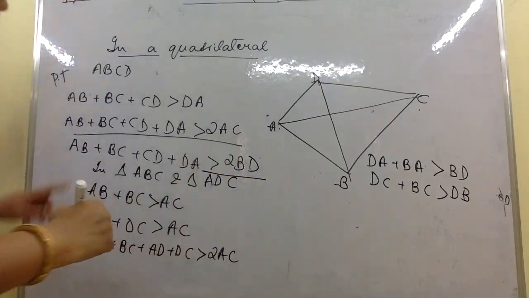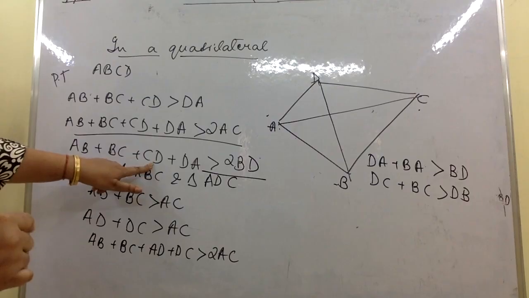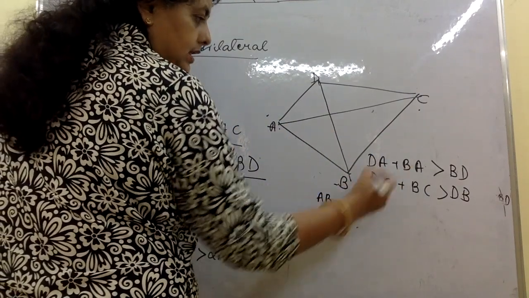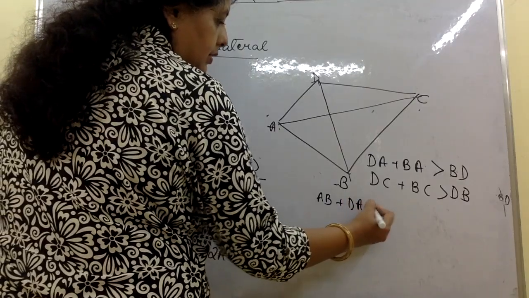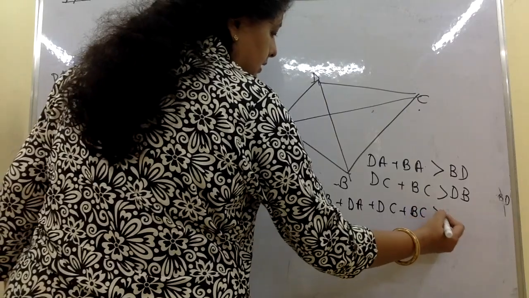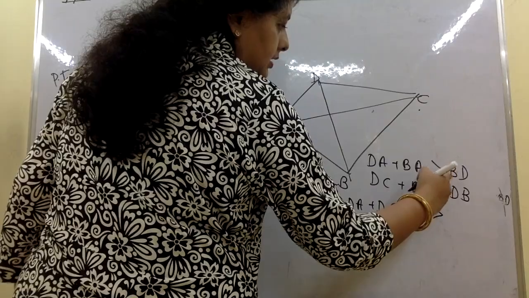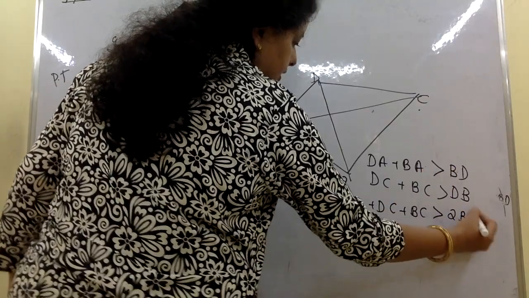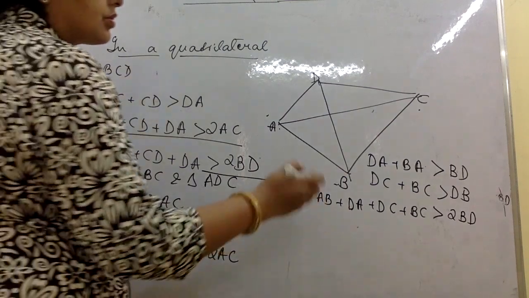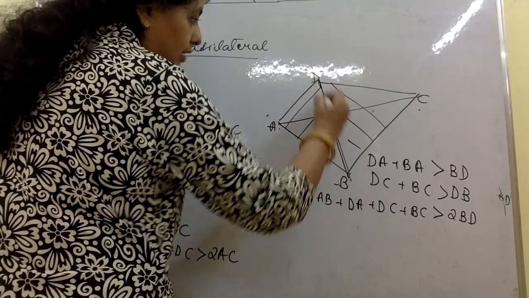Now I'll just check here. AB is there, BC is there, DA is there, DC is there. So if I add the left hand side, BA is AB, plus DA plus DC plus BC is greater than BD plus BD, twice BD. So we changed the triangles: I took this triangle and this one in order to get BD twice.